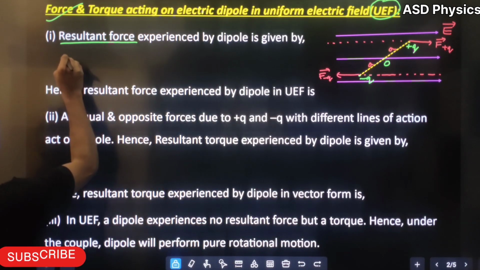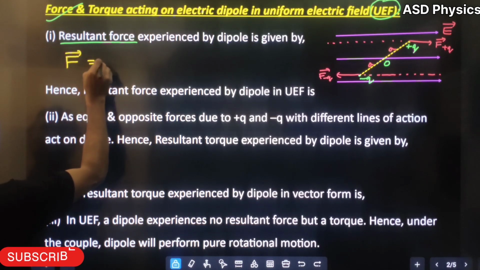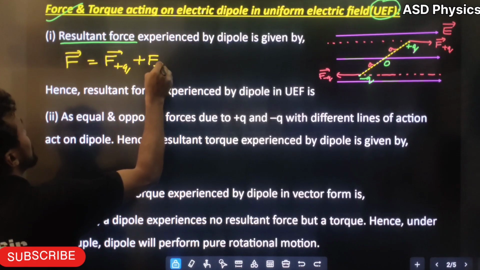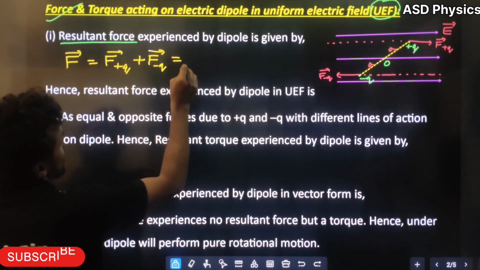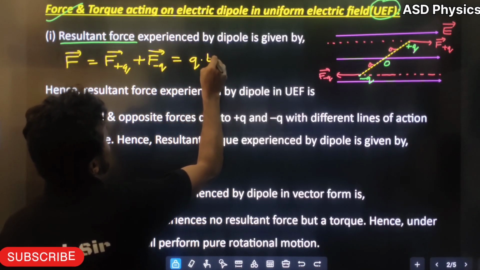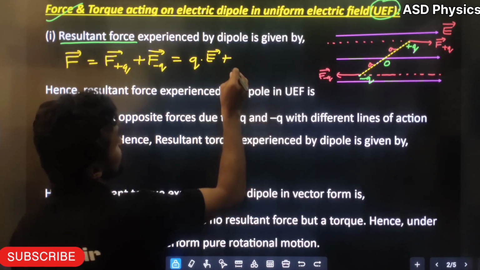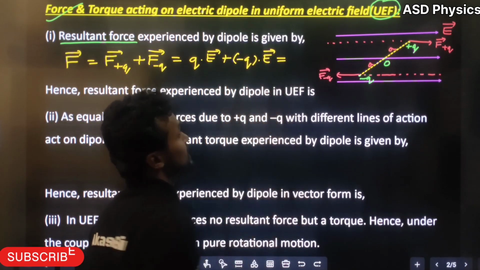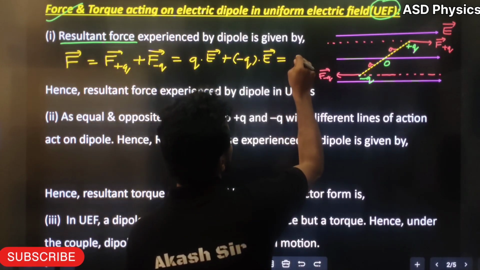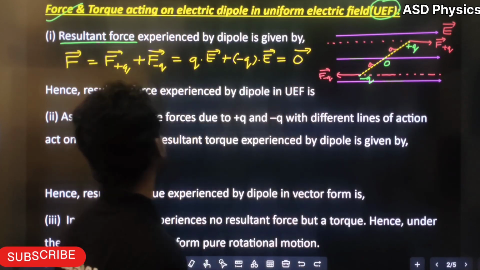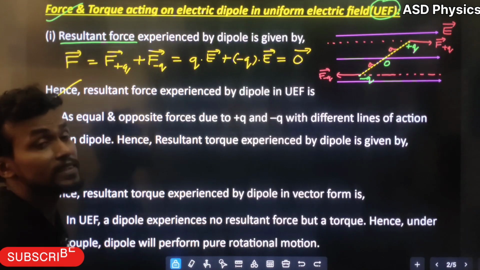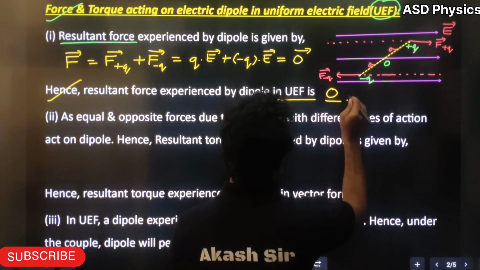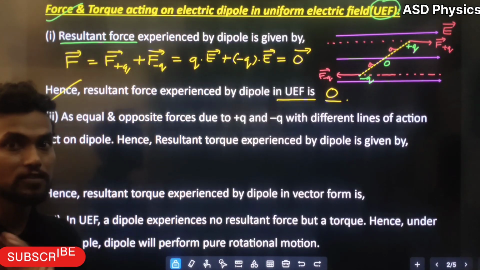Okay, so see here please, this force vector F is given by the force on plus Q charge plus the force on minus Q charge. So QE, the charge Q and electric field is E, and due to minus Q charge also, minus Q and electric field is E, is it? So students, here the net force will come how much? 0, null vector. Okay, so we can see very well, hence the resultant force experienced by a dipole in a uniform electric field is how much? 0. Okay, so force is very clear.